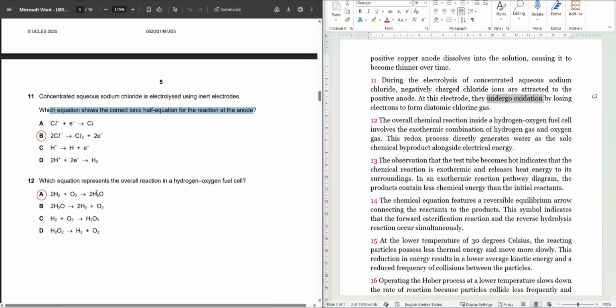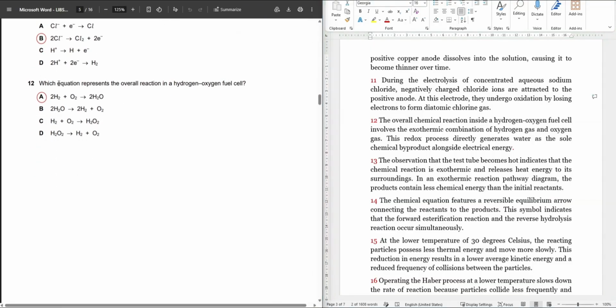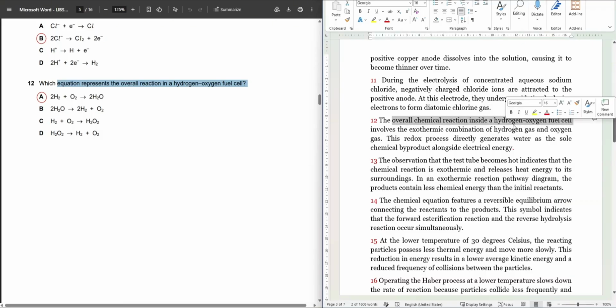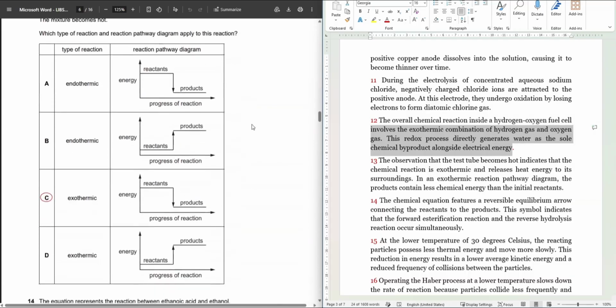All right. The next question is which equation represents the overall reaction in a hydrogen oxygen fuel cell? Our answer is option A, 2H2 + O2 gives 2H2O. The explanation is that the overall chemical reaction inside a hydrogen oxygen fuel cell involves the exothermic combination of hydrogen gas and oxygen gas. This redox process directly generates water as the sole chemical byproduct alongside electrical energy. Our next question is question number 13.